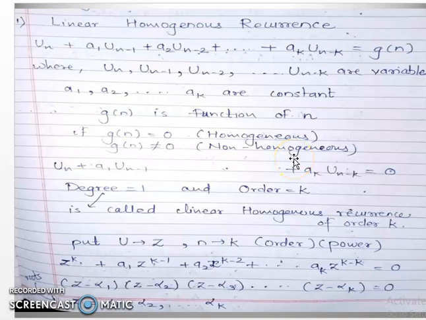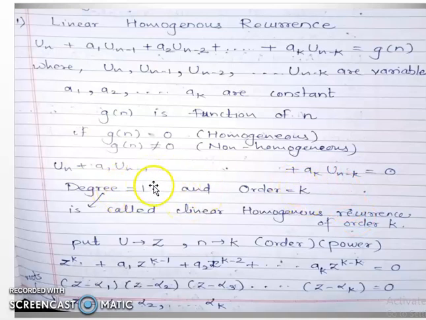So firstly we see how to find the solution of the linear homogeneous type of recurrence relation equation. If the equation is in the form un plus a1 un minus 1 plus a2 un minus 2 up to plus ak un minus k is equal to 0, meaning g of n is equal to 0, then this equation is called a linear homogeneous recurrence relation equation of order k and degree 1.